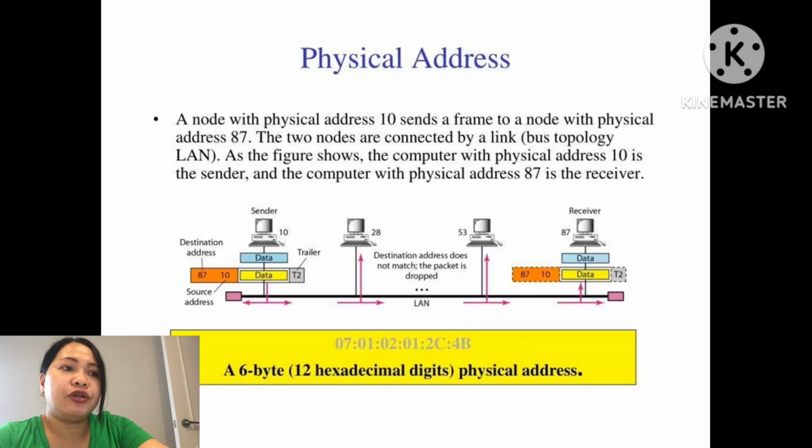Example of physical address: a node with physical address 10 sends a frame to the node with physical address 87. The two nodes are connected by a link, bus topology, LAN. As the figure shows, the computer with physical address 10 is the sender and the computer with physical address 87 is the receiver.